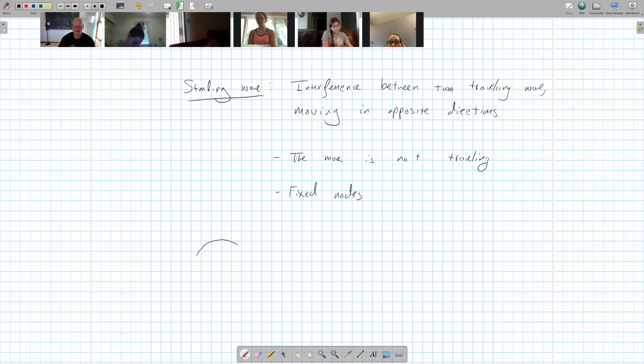So basically, if I plotted this thing, then this point here and this point here would all be what we call nodes. These are locations that stay at 0 at all times. This portion here and this portion here are what are known as antinodes. These are portions which oscillate up and down at maximum amplitudes.